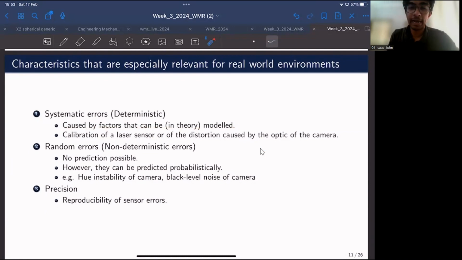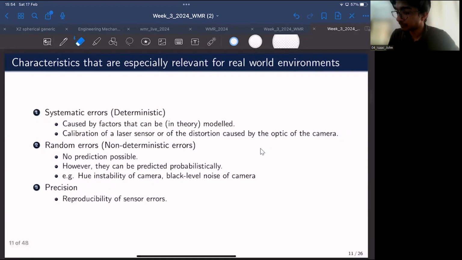And proper calibration of sensors will most often eliminate these sorts of systematic errors, right? For example, if you are using some sort of optical sensor, the errors in calibration, errors in measurements can be eliminated by proper calibration of the corresponding devices.